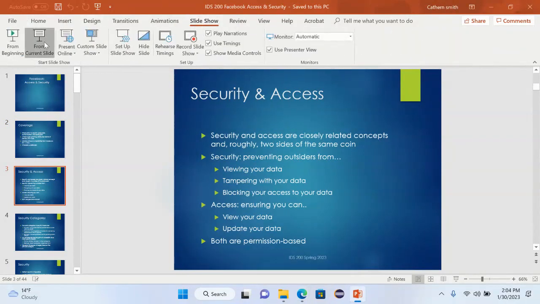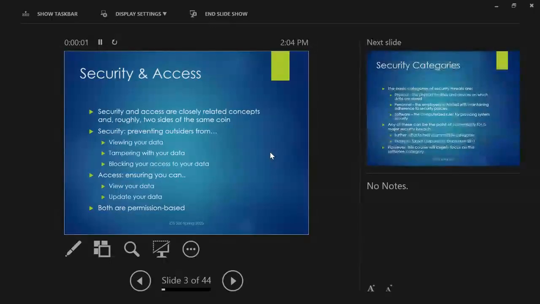Okay, so security and access are basically two sides of the same coin. Access means making sure that the people who are supposed to be able to look at data are able to look at it. Security, on the other hand, pretty much means that people who aren't supposed to be able to do something can't. So you need both a mechanism to keep the bad guys out and a mechanism to let the good guys in.